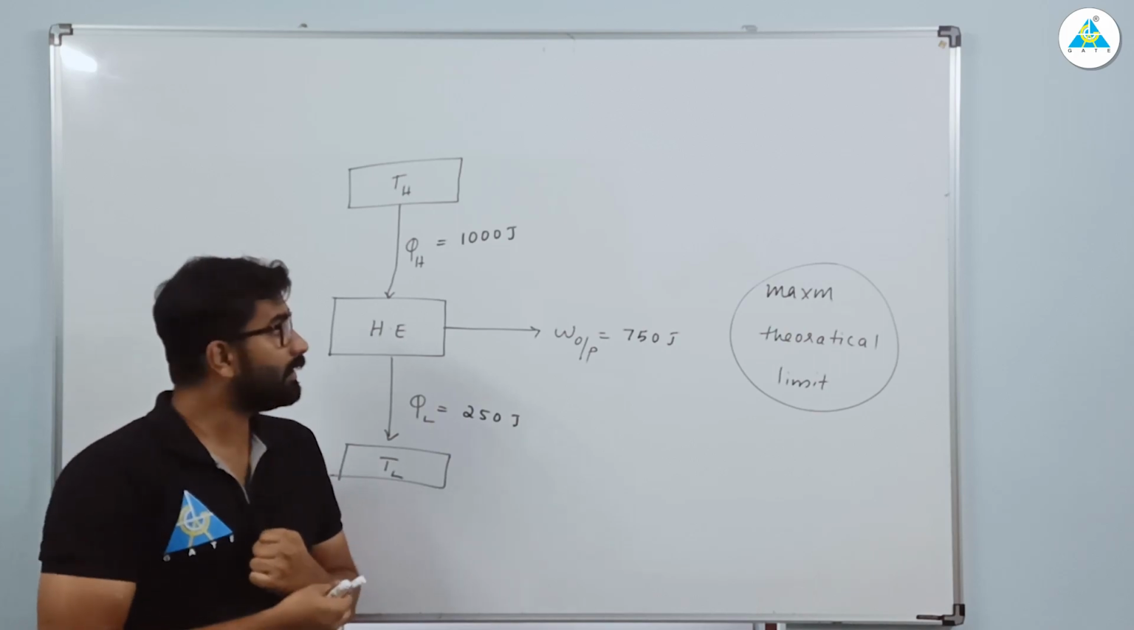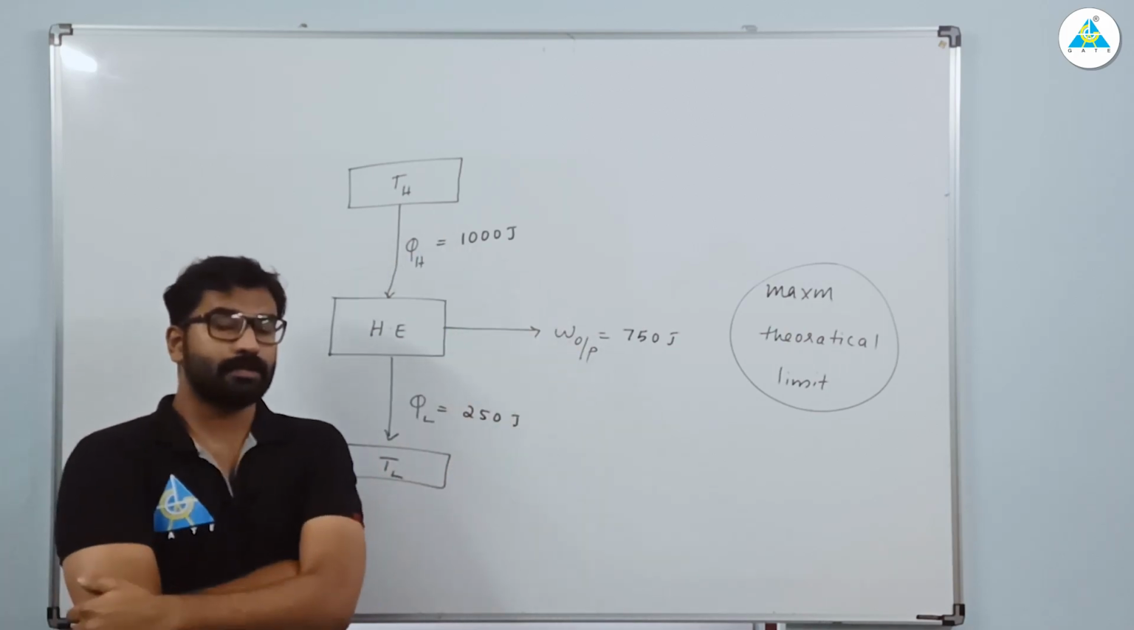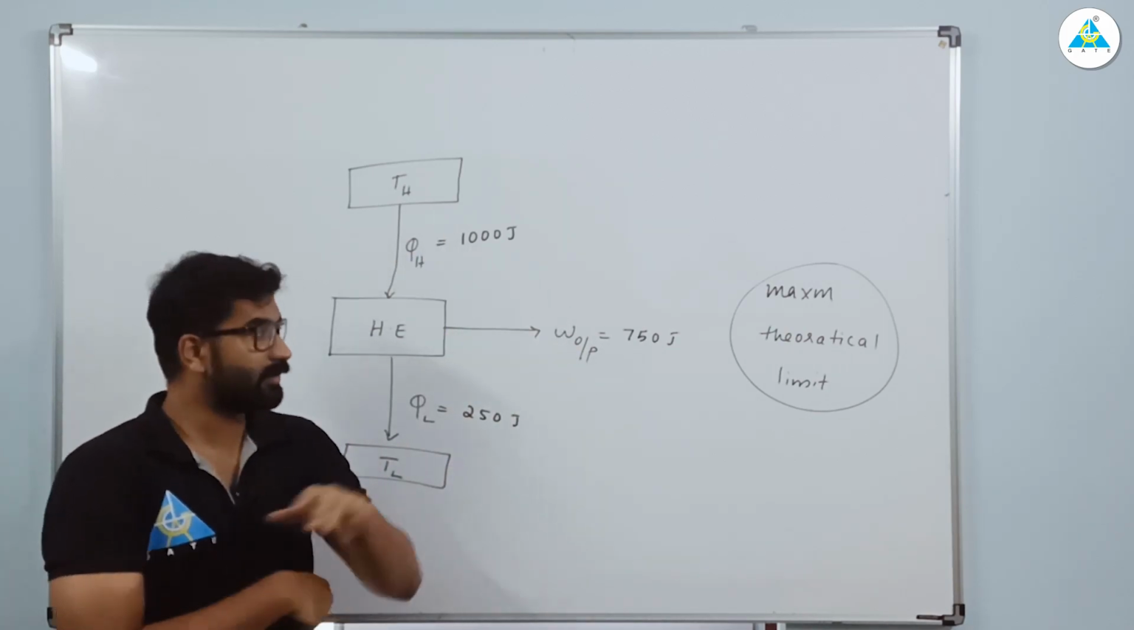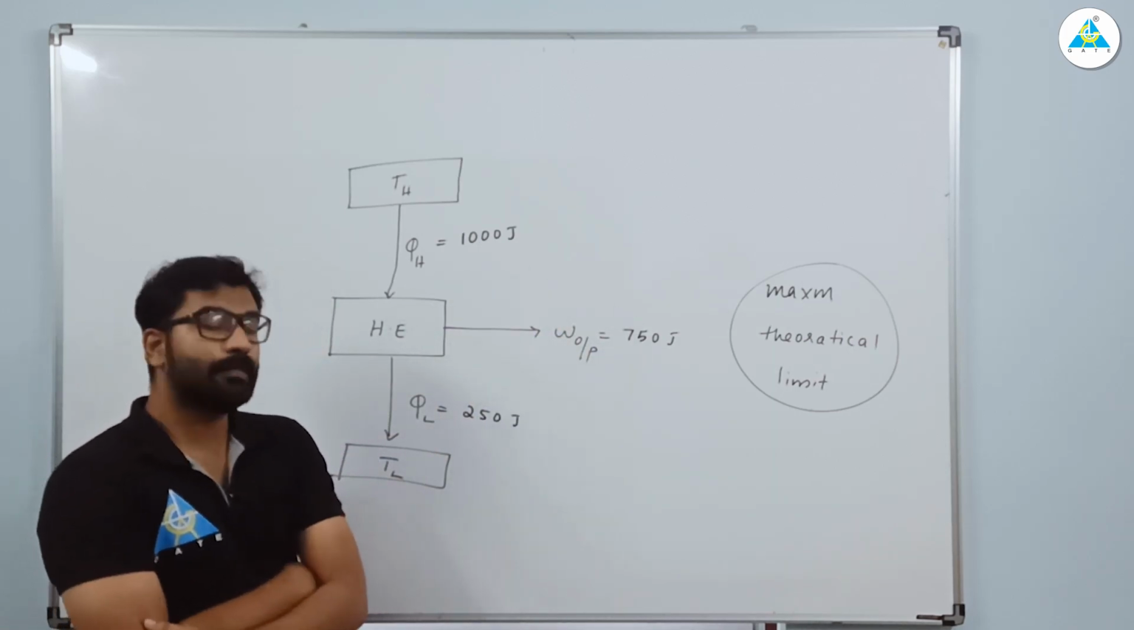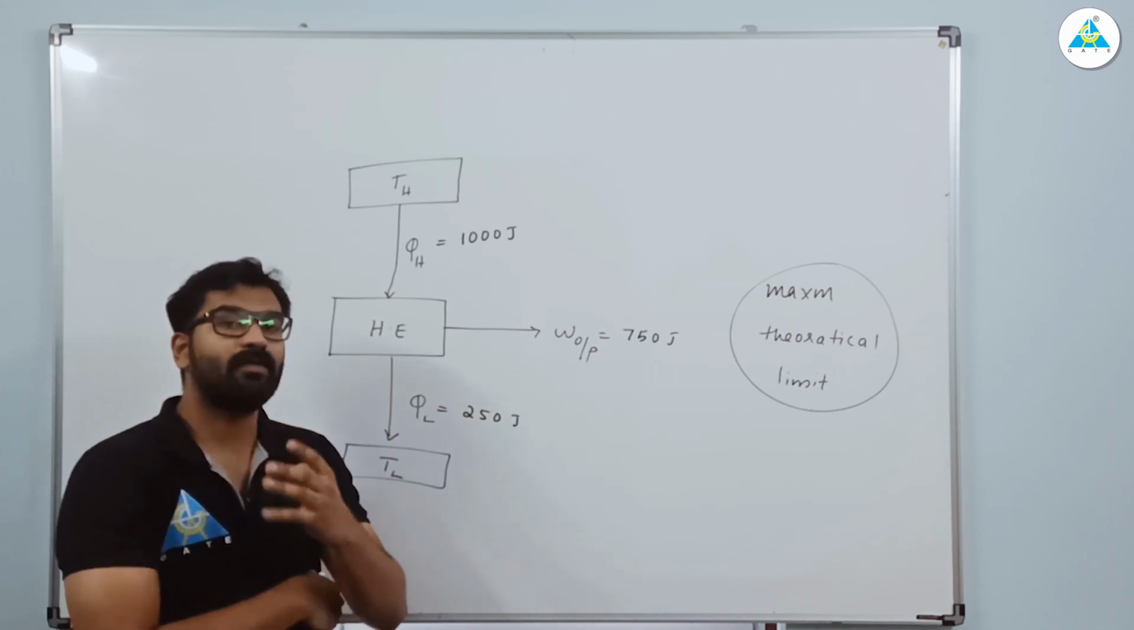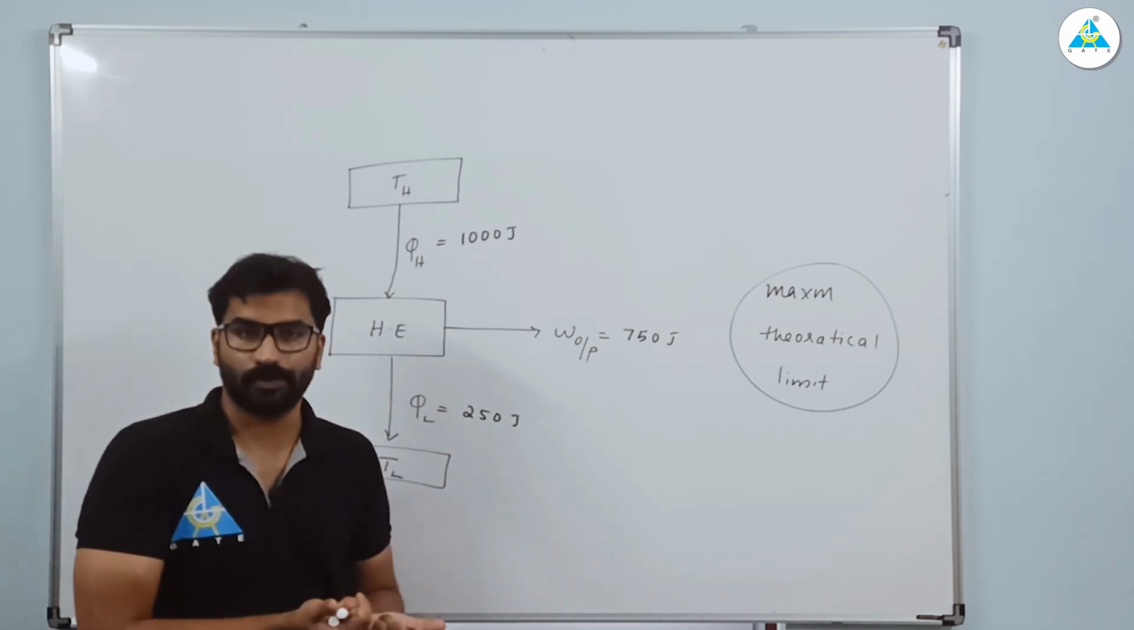Clear? Now what is the meaning? What is the efficiency here? What is the heat engine efficiency here? 75%, 750 by 1000. Okay. So what is the meaning? The maximum efficiency, right? How can we maximize this efficiency? That's what we are going to study.